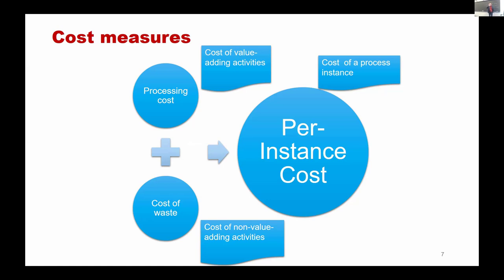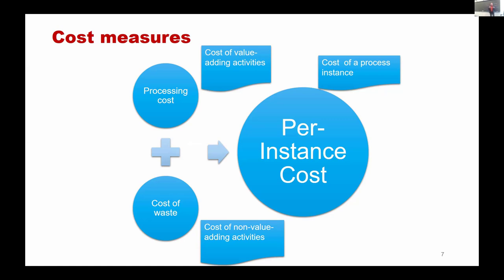For example, how much it costs me to run one purchase order through my system. And that per instance cost can also be divided into two parts: the processing cost, and the other side is called the cost of waste. So what I do to do that is that I identify, among the activities that I perform in my process, which ones are necessary for the customers and which ones are not necessary. And then I measure how much it costs me to do the activities that are necessary and how much it costs me to do the activities that are not necessary.